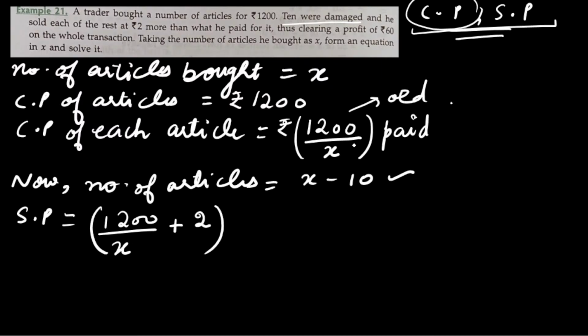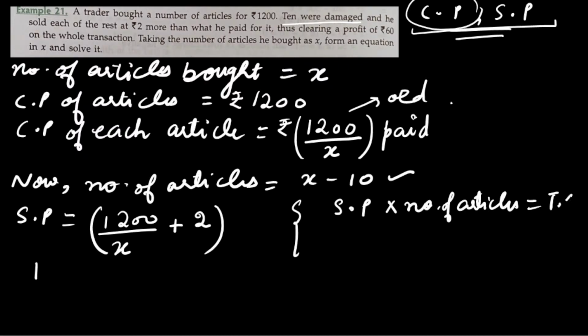This selling price, if we multiply by the number of articles, we'll get the total cost. So this is the selling price of each, 1200 by X plus 2. If we multiply it with the number of articles, the number is X minus 10 now.